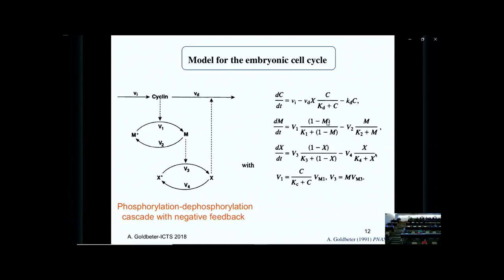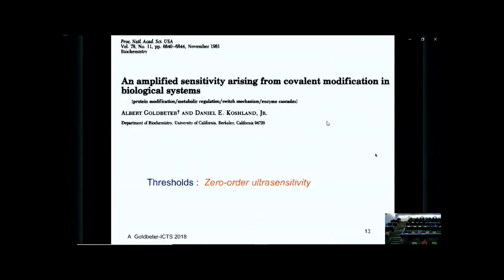Where do the thresholds come from? Once we have the thresholds, we will naturally have time delays. The thresholds come from a phenomenon called zero-order ultrasensitivity, on which I worked previously. That was unrelated to oscillations. It was a phenomenon on which I worked when I was in Berkeley working with Dan Koshland on a model for bacterial chemotaxis, in which there is reversible methylation of the chemoreceptor.